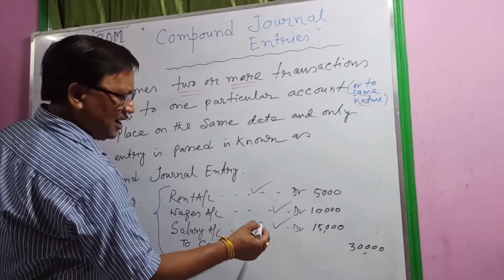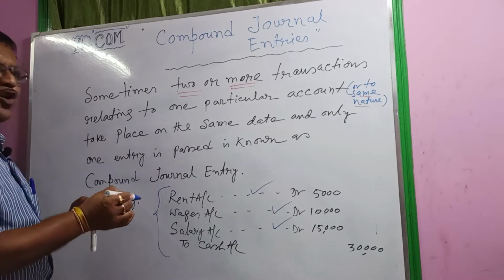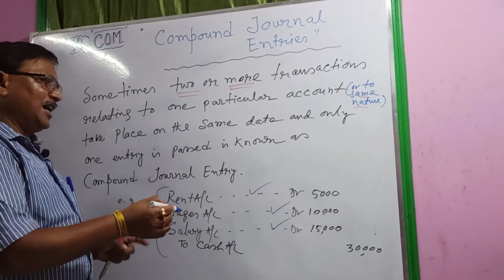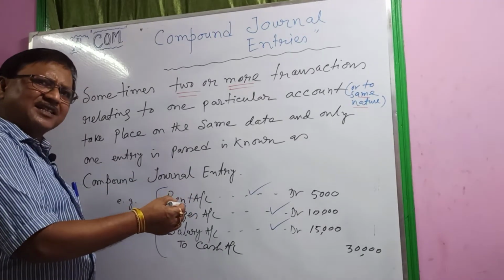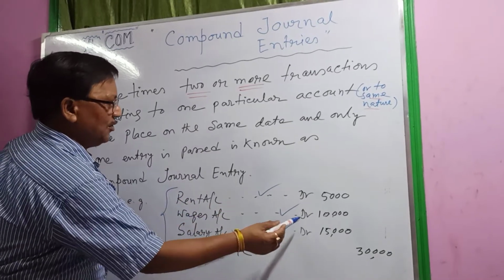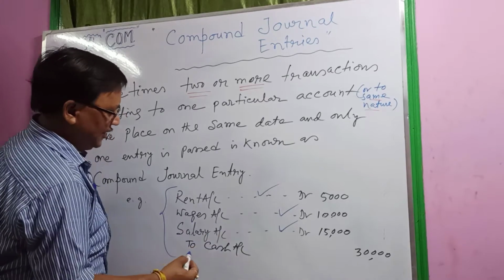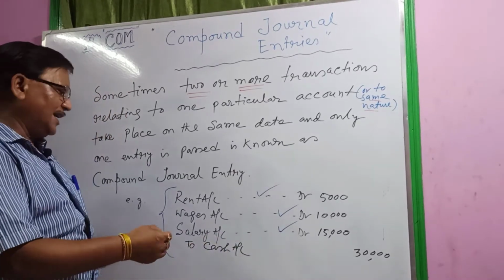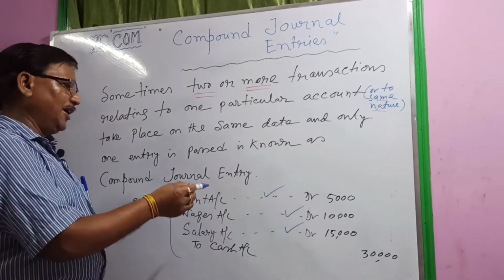Okay, does everybody understand? Is it clear? In the mixed entry, you do not have to write separately. Otherwise, if you write separately, the answer is also correct, but it takes more time. Rent account debit, wages account debit, salary account debit to cash account. That is known as a compound journal entry.